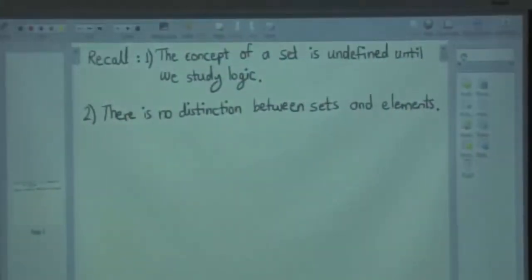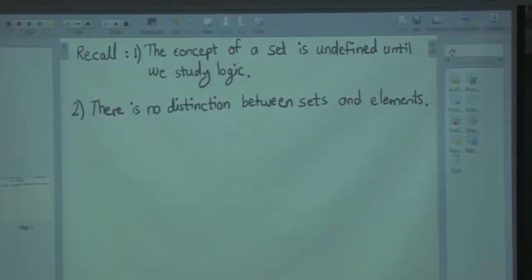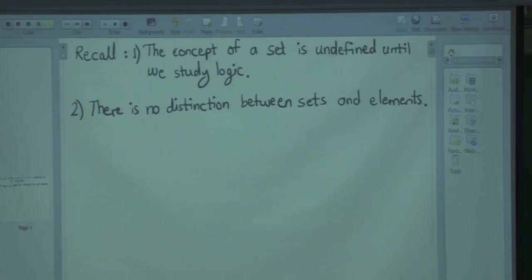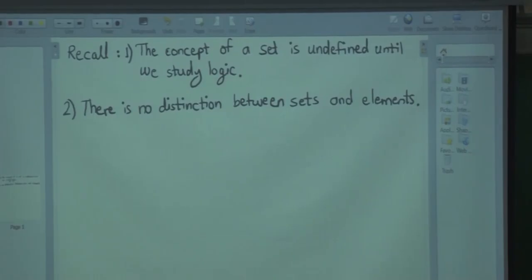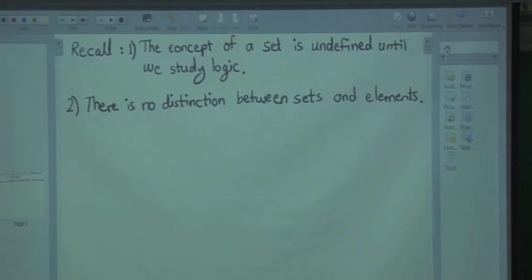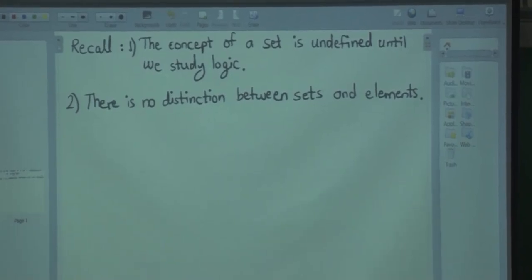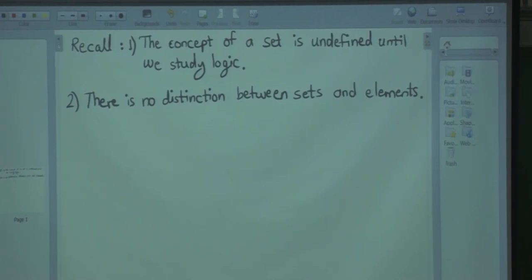Right. So last time we started with this: the concept of a set is currently undefined. Until we study logic, this will remain undefined. What we can do is assume the existence of the empty set, and from that empty set we can construct natural numbers, which we called omega last time. That's von Neumann natural numbers. That V in von Neumann is actually F because it's German.